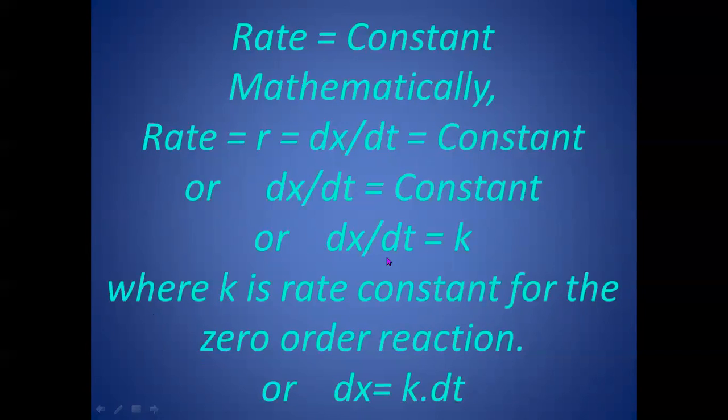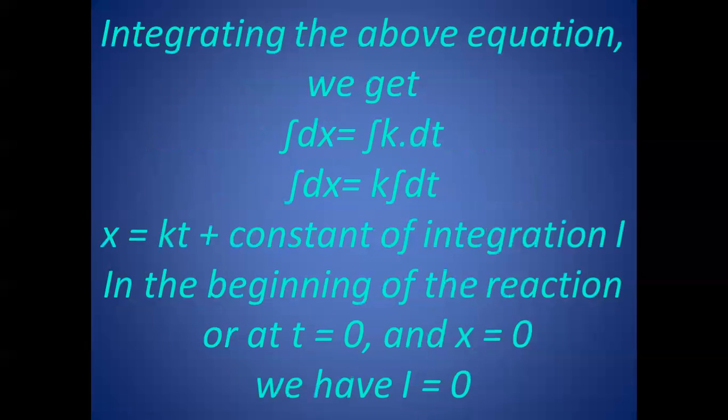Now we can send this term to the right side. Why? Because we have to integrate, or we use here calculus, in which integration is a part, and here we will integrate the equation. So we have to keep one quantity on one side, the other on the other side. What are the quantities? One is concentration, the other is time. So dx represents the change in concentration, dt represents the change in time.